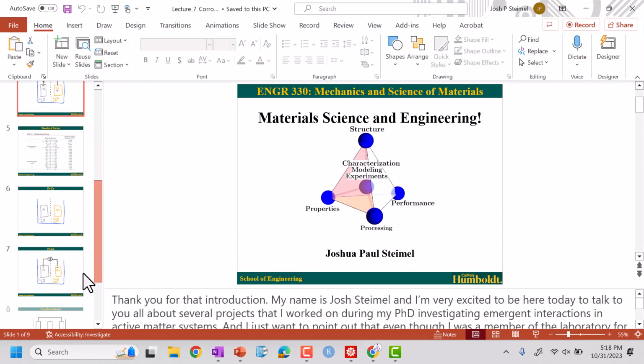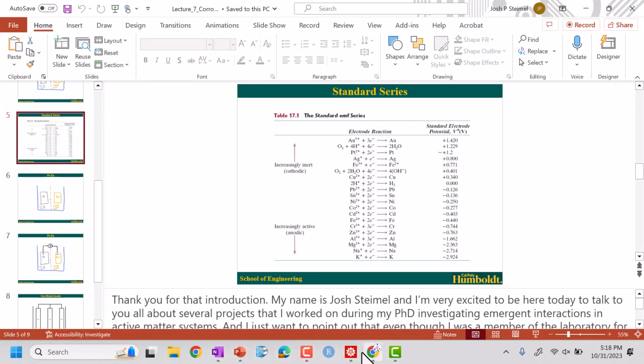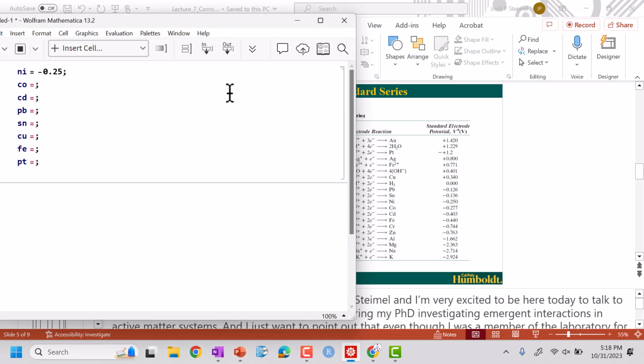All right, let's grab our values here. Cobalt, minus 0.277. Cadmium, minus 0.403. Lead, Pb, minus 0.126. Sn is going to be minus 0.136. Cu is going to be 0.340. Fe is going to be minus 0.440. Platinum is going to be 1.2, very high.